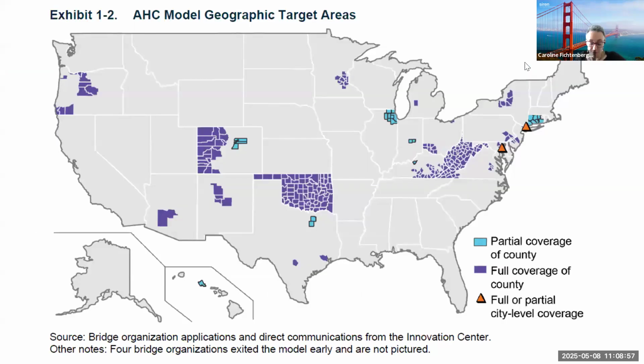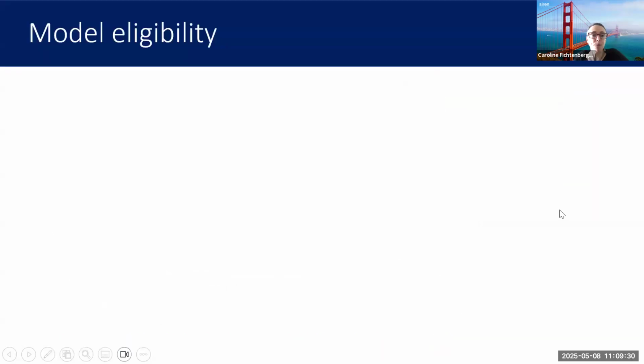Here's a map of where the model ran. And you can see that in some cases, it covered a relatively large swath of geography. So in Western Colorado here, or in Oklahoma. Is that the right state? I might have that wrong. Or in some cases, it was at the city level or partial city level. So the geographies varied, and it was spread across the country.